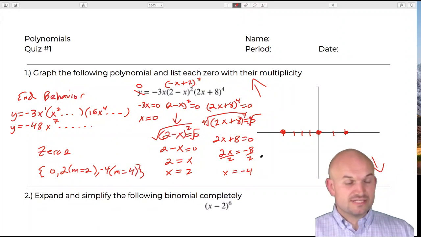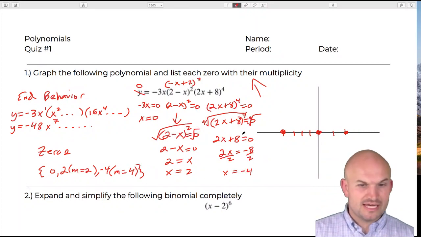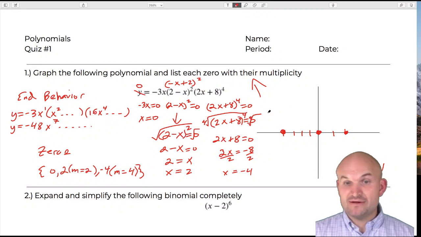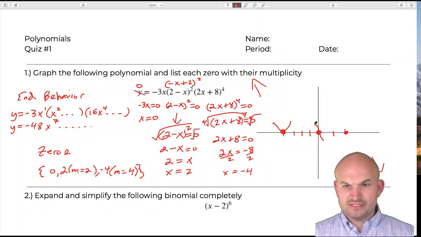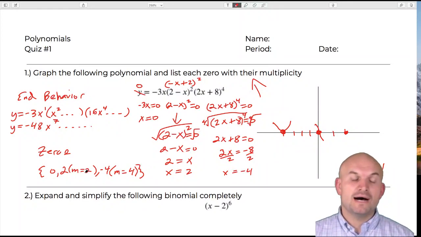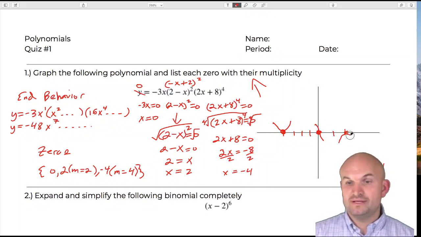All right, now the interesting thing about the multiplicity is that it does tell us the behavior of the x-intercept. At -4, since it's even, that means it's going to bounce. Since it needs to end up here, I can see that it's going to bounce upwards, right? At 0 it has a multiplicity of 1, so I know it's going to cross. And at 2, since the multiplicity is even, it's going to bounce. So therefore, it's going to open down.